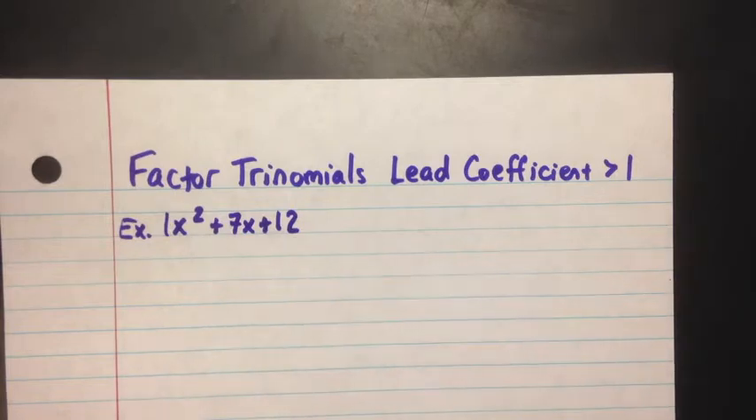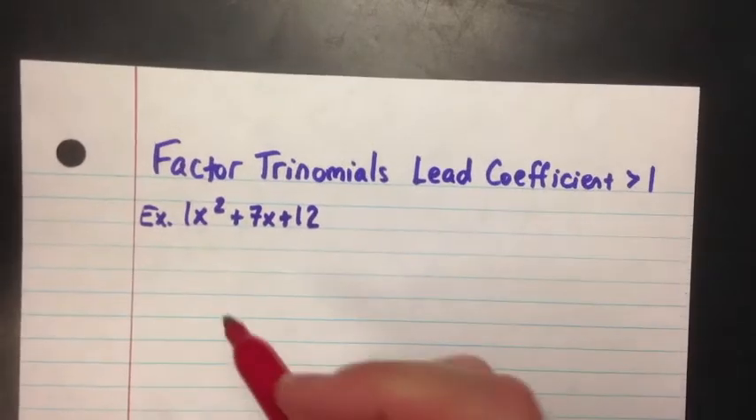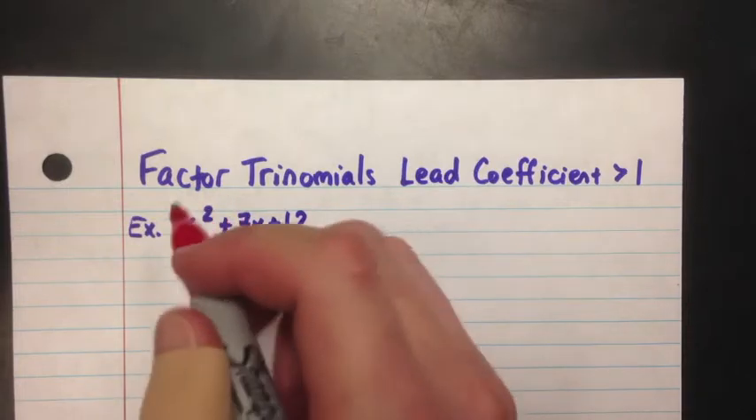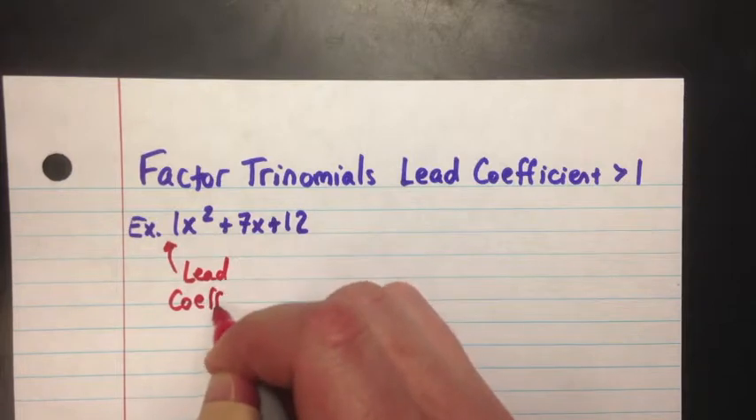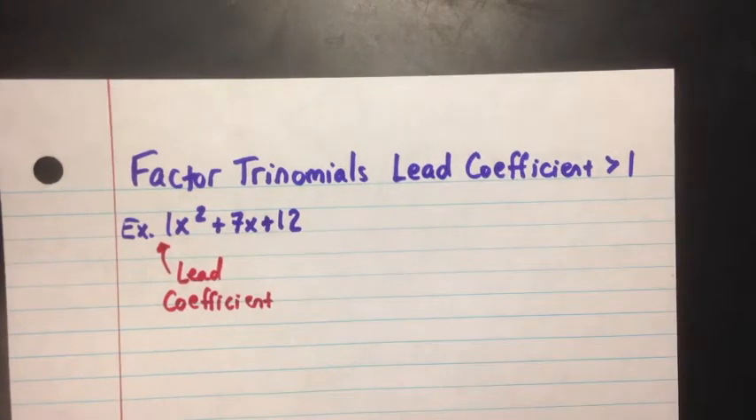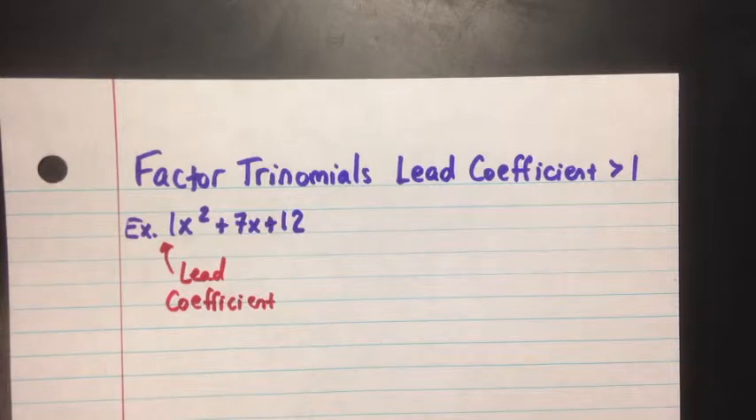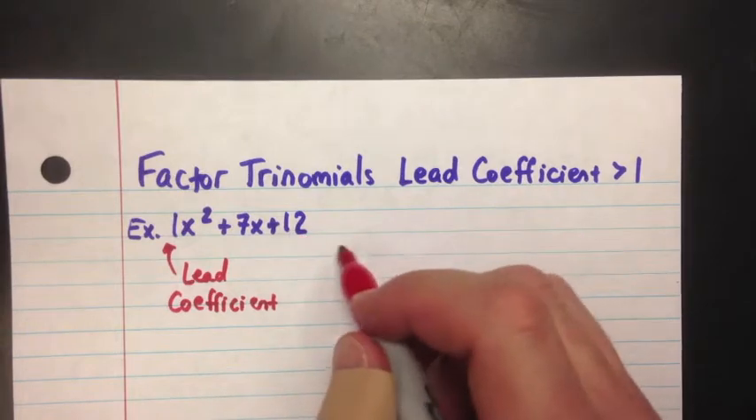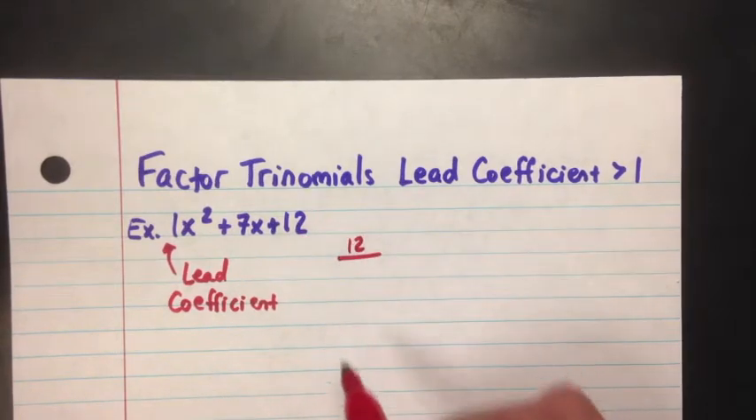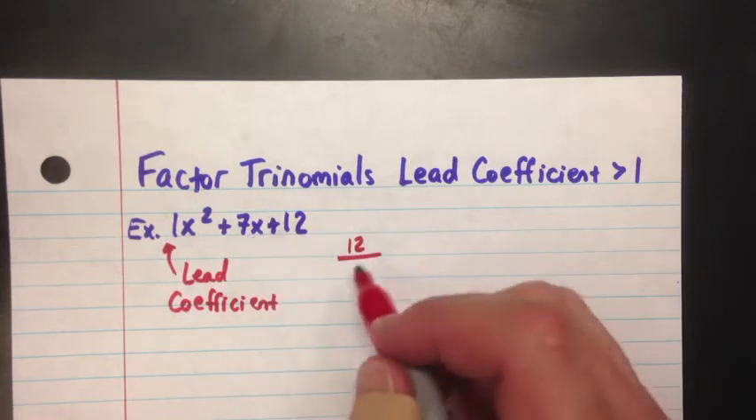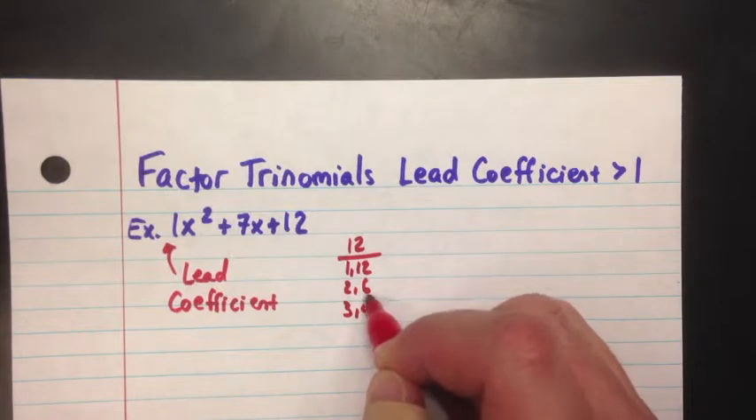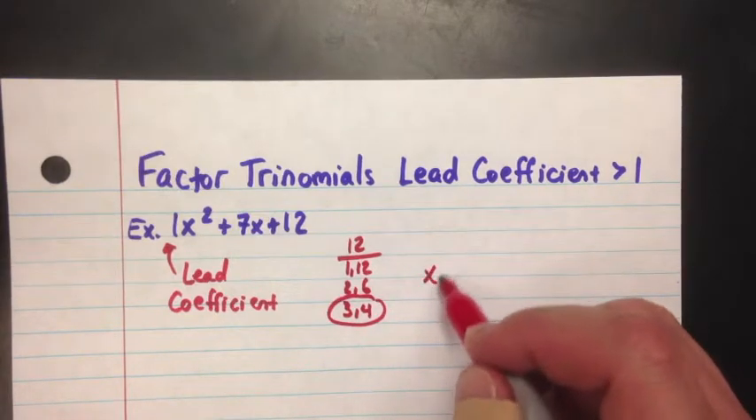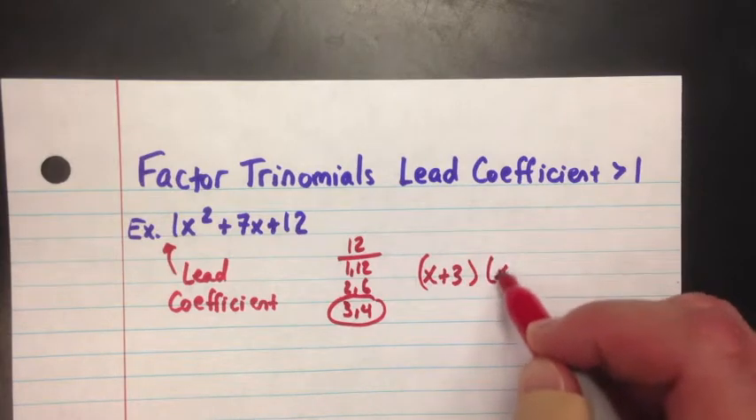This is a 1x squared. The number that's in front of x squared is what we call the lead coefficient. And we figured out a nice little catch for doing this, where you take 12, the constant, and you're looking for numbers that multiply to 12 that add up to 7. So 1 and 12, no. 2 and 6, no. 3 plus 4 is 7. And your answer is x plus 3 times x plus 4.